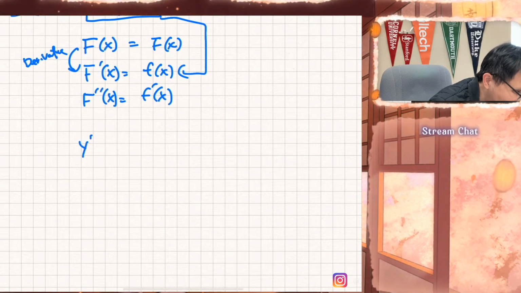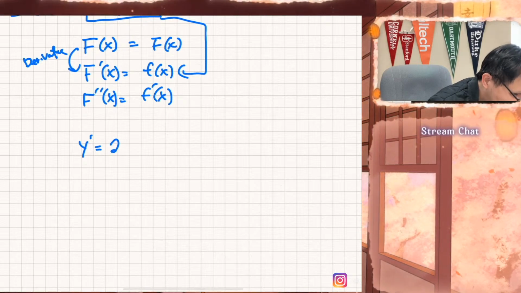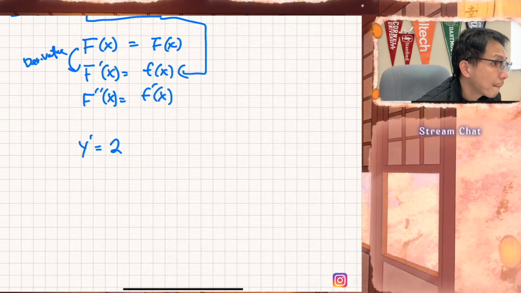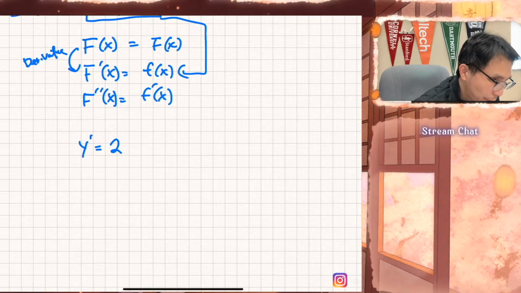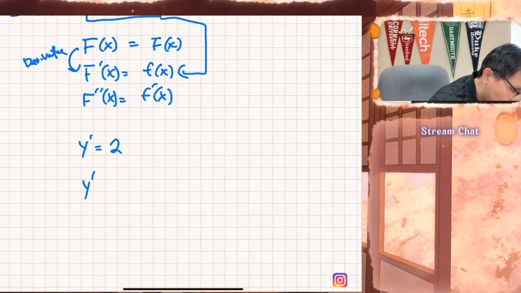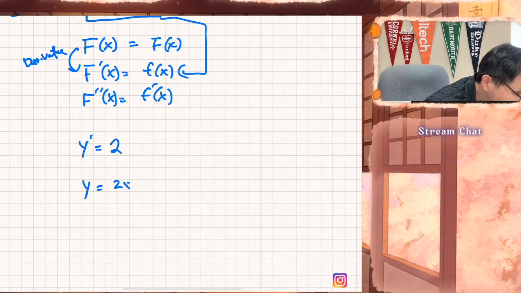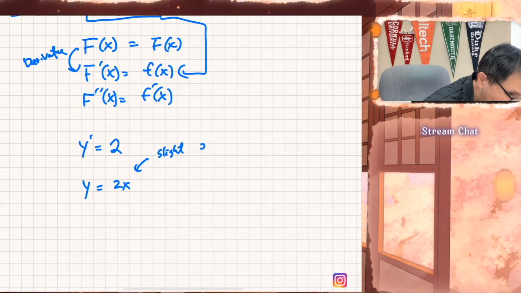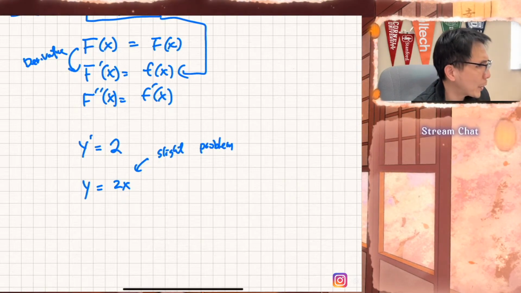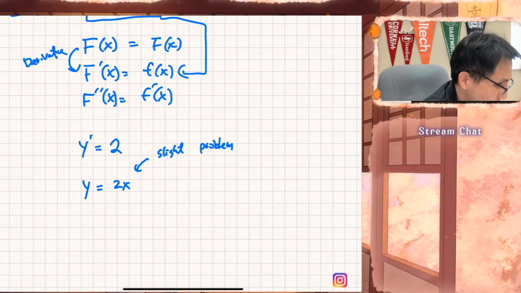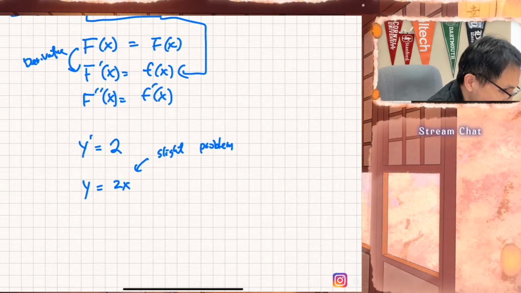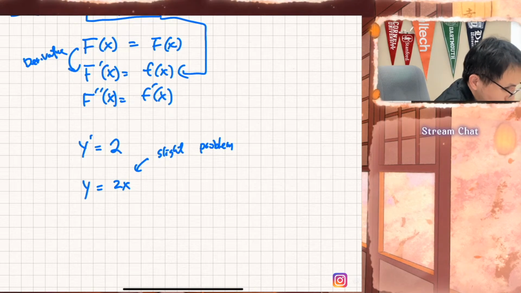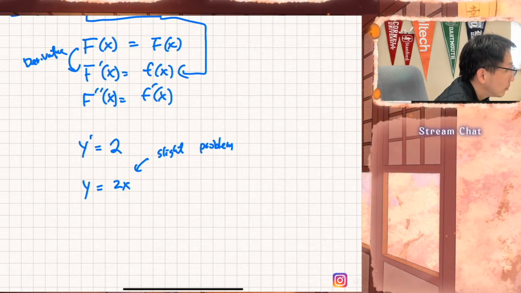So if I have y prime equal to 2, what is y? Tom? 2x? So you say y is equal to 2x. Now there's a slight problem here. Can somebody tell me where the problem lies? He's not entirely wrong. He says y prime is equal to 2 and y equals 2x. Well, technically, the function could be 2x plus 17.